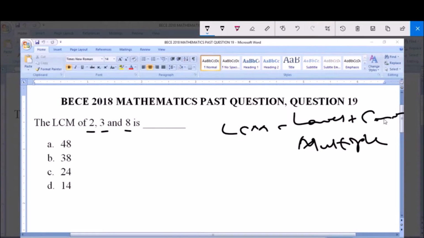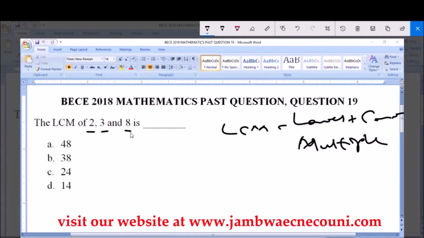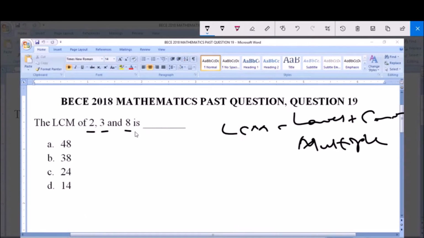Now we are looking for the common multiple. Common multiple simply refers to a number which is a multiple of 2, also a multiple of 3 and a multiple of 8. That is, this number is a multiple of all these numbers. And then lowest common multiple simply refers to the lowest out of the numbers which are multiples of these given numbers.